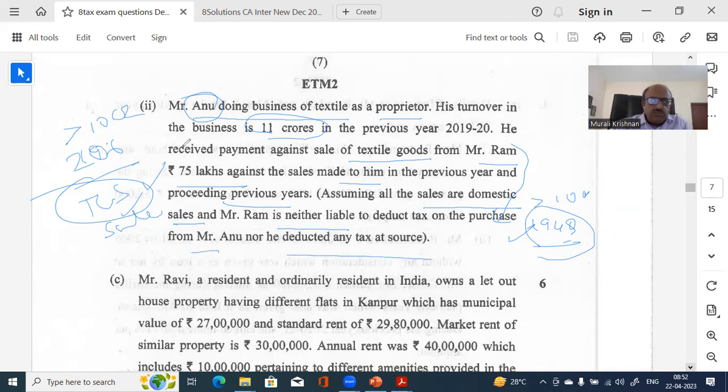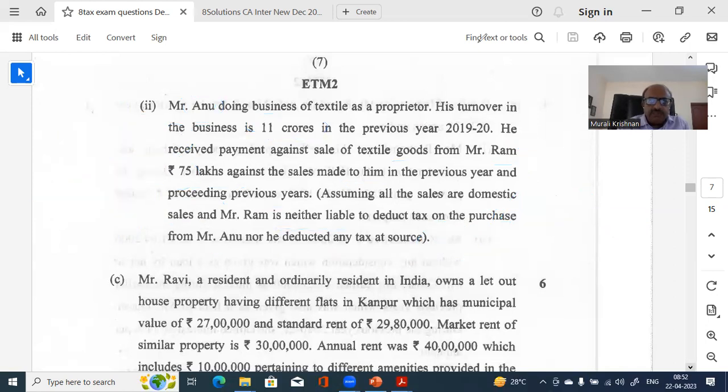So what Anu has to do is not on 75 lakhs, because the limit is 50 lakhs. Beyond 50 lakhs, he has to start collecting. So on the 25 lakhs, he has to collect TCS at the rate prescribed. So let us look at the answer. Please remember the rates.